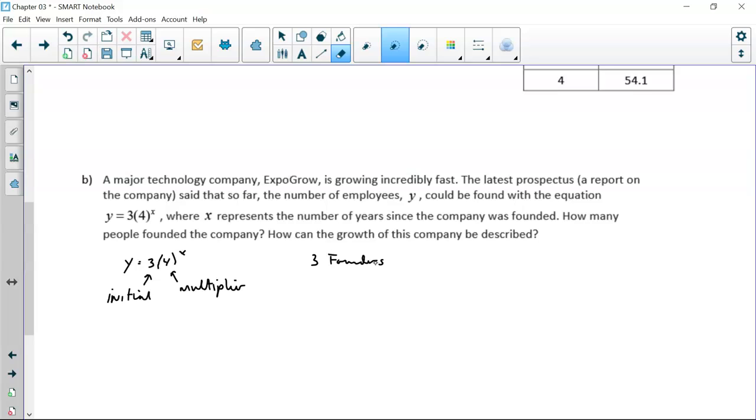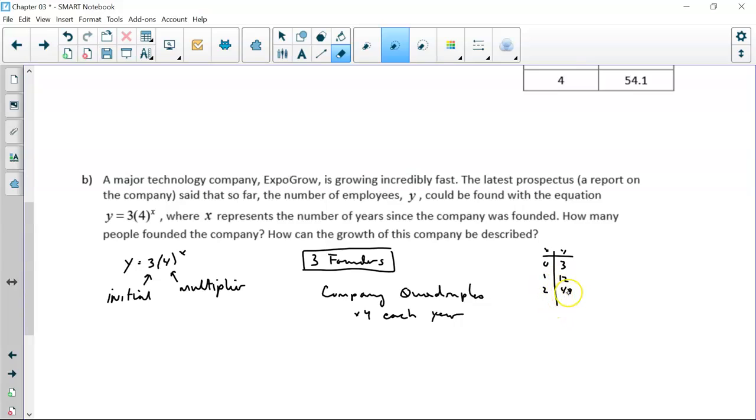Now, the growth of this company, we're multiplying by 4. So the company quadruples. You multiply by 4 each year. So if you look at it, year 0, we had 3. Year 1, we're multiplying by 4, we have 12. Year 2, all the way up to 48. You can see we're quadrupling each time.